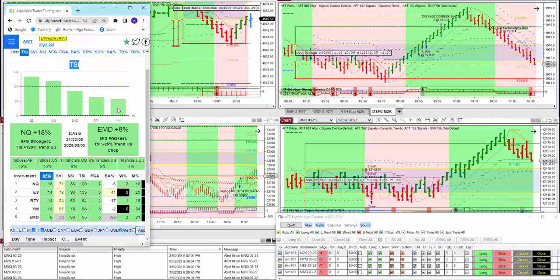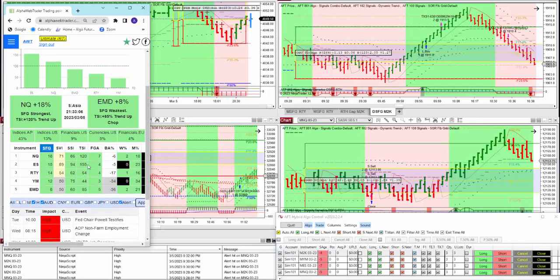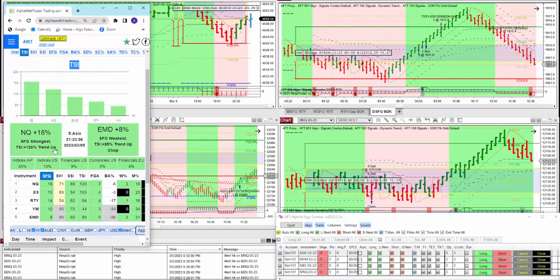So what I do in the morning before the market opens is try to get a gauge of which market is strong and weak. What do the trends look like? You can see everything's green here. It's telling us that the trends are up. This EMD, that's the mid caps, is a bit choppy. And so I can get a snapshot of, do we want to be going long? Do we want to be going short?